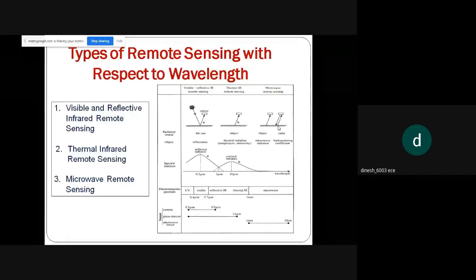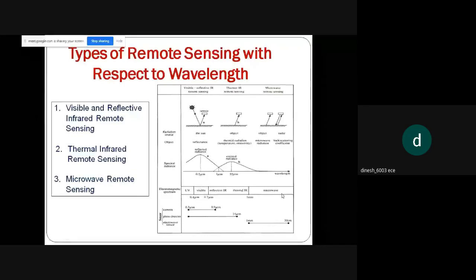So using microwaves, microwave remote sensing, the sensor used is a microwave sensor operating at microwave wavelengths, and we don't have any specific spectral radiance for this, because here we used reflected radiance, here we used emitted radiance. Here we don't have any spectral radiance, as we are working with microwave radiation and the backscattering coefficient, with respect to the wavelength being used.